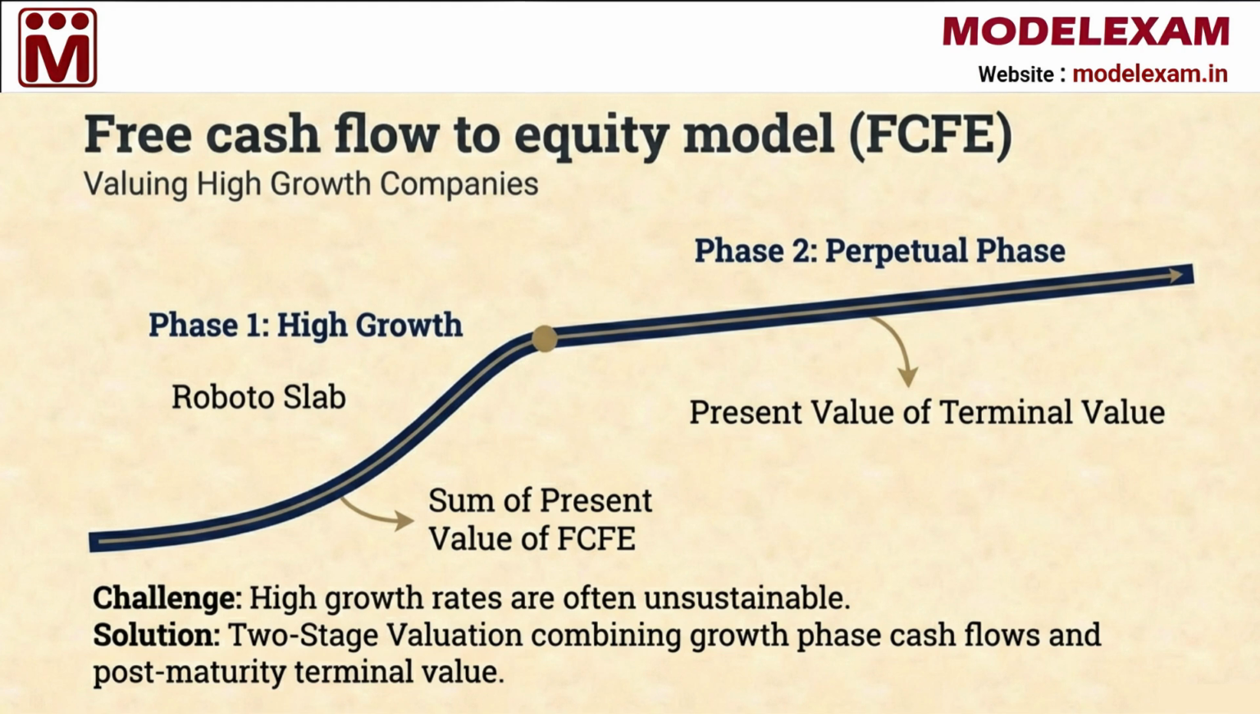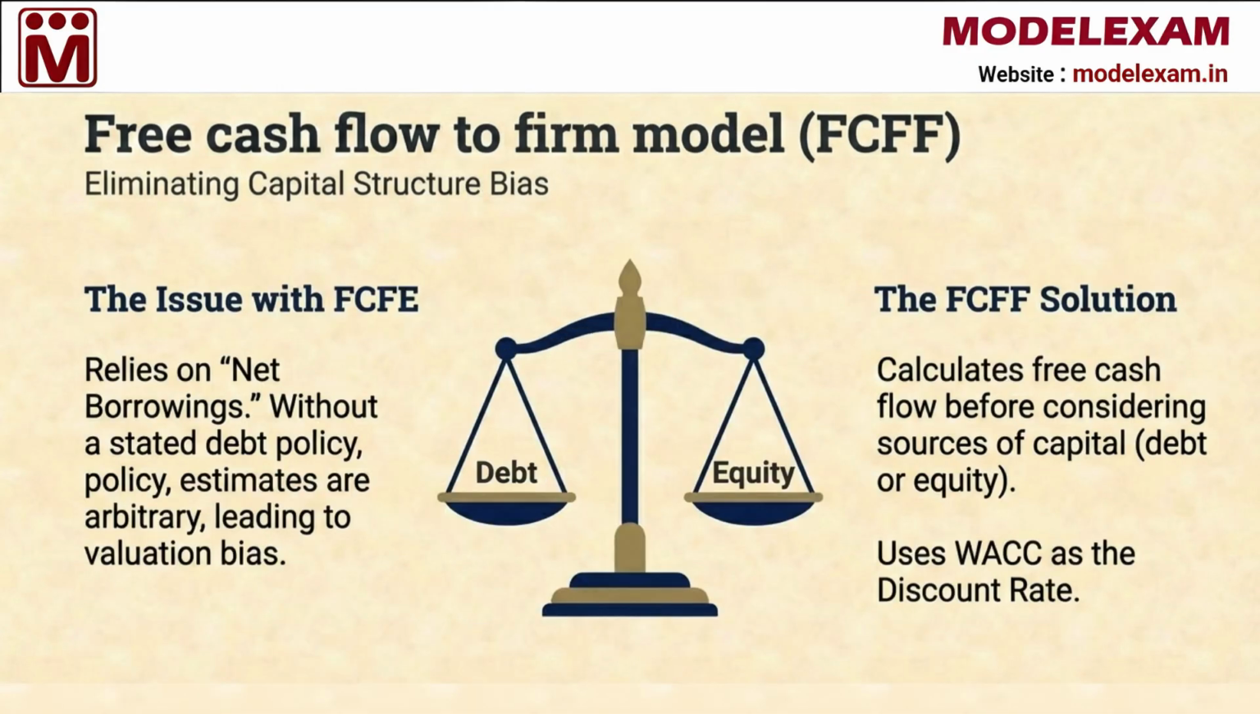Phase 2 is the perpetual phase where growth stabilizes and we calculate the terminal value. We then combine these to get the total value. Sometimes the FCFE model can be biased because it relies on net borrowings, which can be arbitrary if a company does not have a stated debt policy. To eliminate this bias, we use the free cash flow to firm model or FCFF.